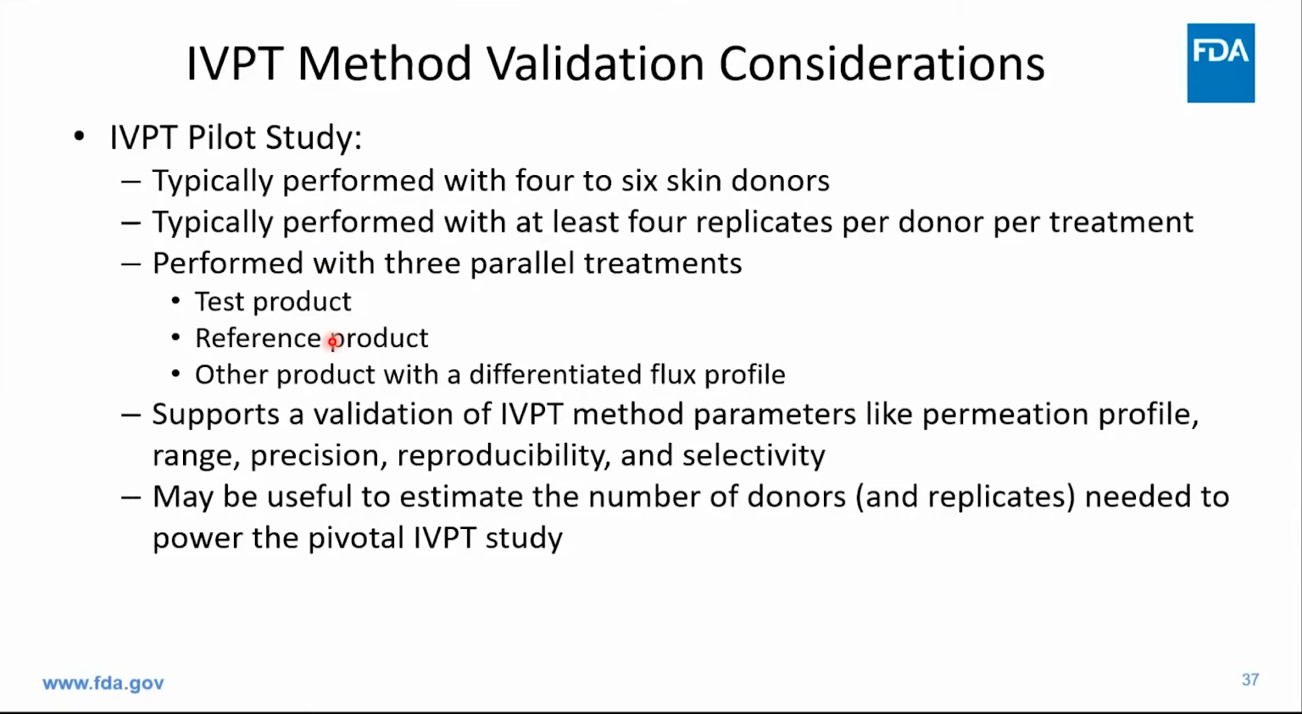So think here about those positive controls for bioequivalence that I showed previously, for example, with the lidocaine prilocaine product, and then compared to that negative control for bioequivalence, a different product that has a differentiated flux profile, to show that you can hopefully have your test and reference product in your pilot study show very comparable cutaneous pharmacokinetics and show that they can differentiate that from the pharmacokinetics of another product. This supports a validation of the IVPT method parameters like your permeation profile, the range of sampling, the precision of sampling, the reproducibility and selectivity. And this can be really useful to also estimate, based upon the variability of the data, the number of donors and replicates that you're going to need to power your pivotal IVPT study.